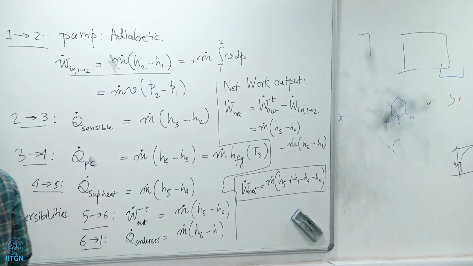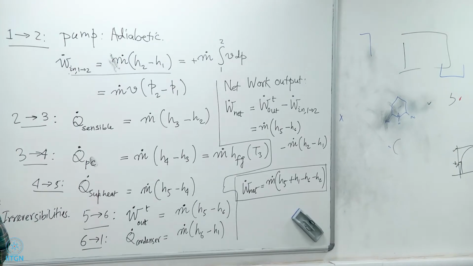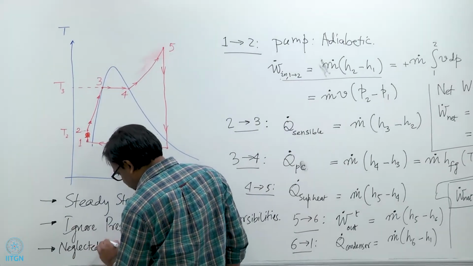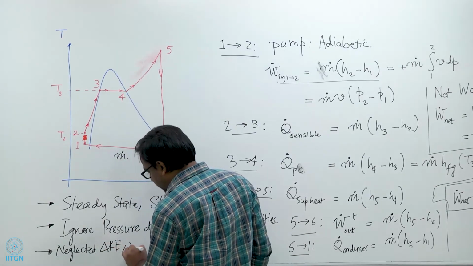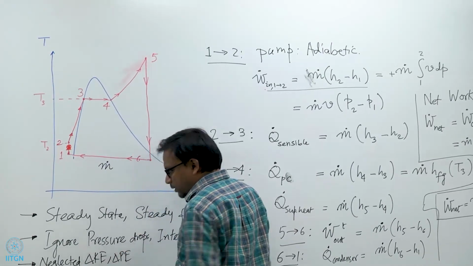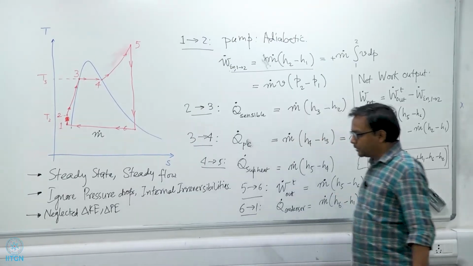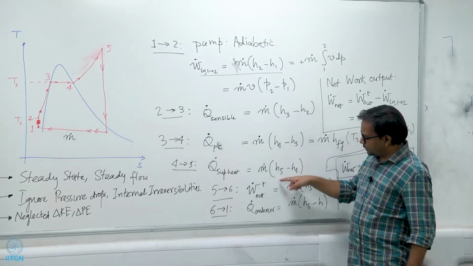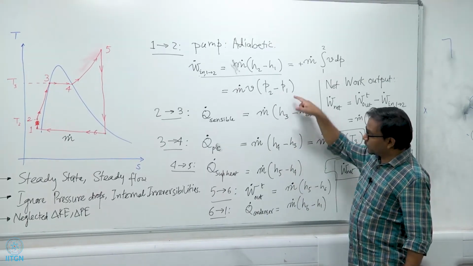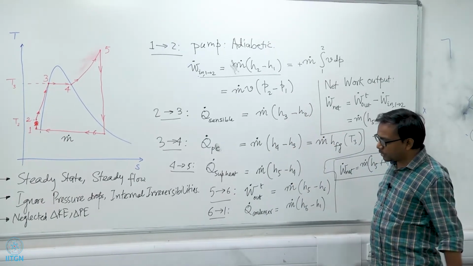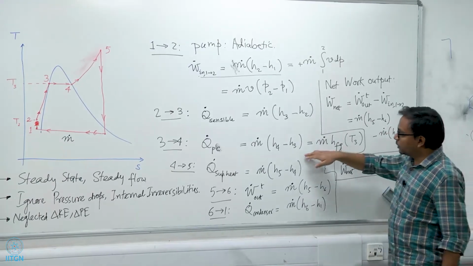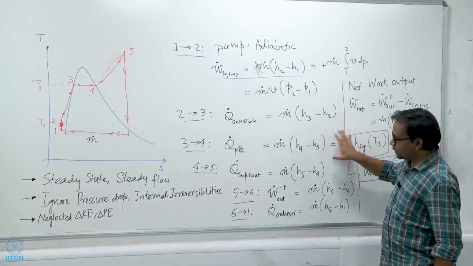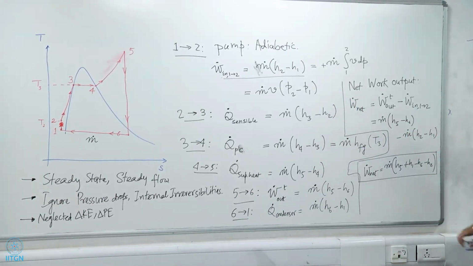Let me just point out that in the entire calculation we have also neglected changes in kinetic and potential energies. So, delta KE and delta PE have been neglected. That also remains one of the assumptions. Otherwise, these equations will not be correct. If you also take into account the changes in kinetic and potential energies, there will be additional terms in these equations. So, this is the net work output.